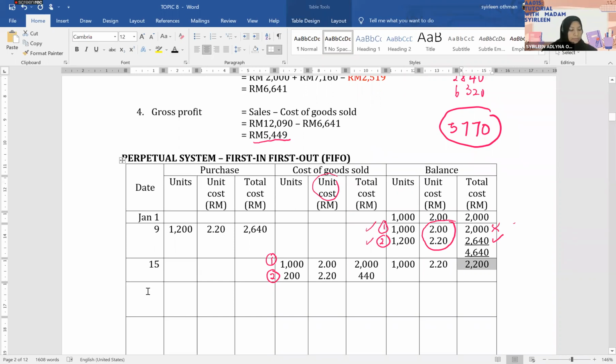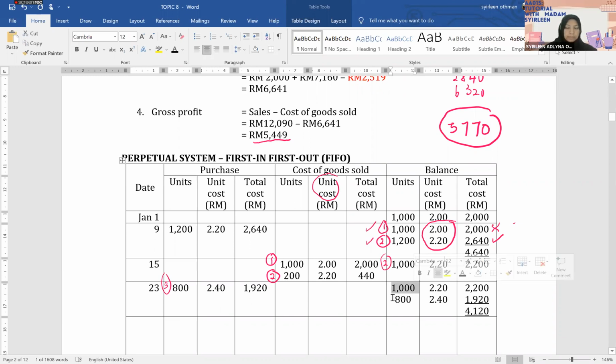Okay, and then on the 23rd we buy another batch. Okay, so 800 unit pada harga RM2.40. So total is 1,920. So now we have two batches. Okay, so tadi kita ada batch nombor 2. So sekarang kita beli yang ini ialah batch nombor 3. Jangan tanya I batch nombor 1 bagaimana sebab batch nombor 1 tadi dah jual. Alright, so inventory yang tinggal pada 23 hari bulan will be the ending inventory from 15 of January, that is 1,000 unit, and the latest batch is 800.